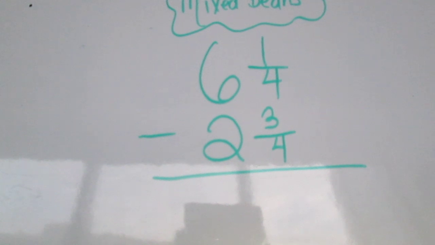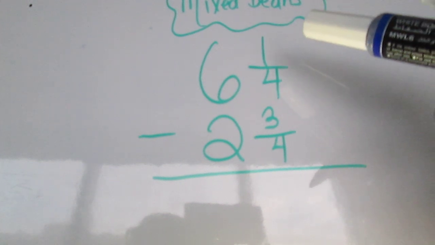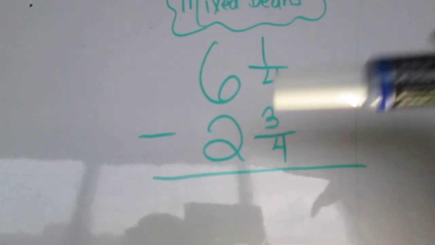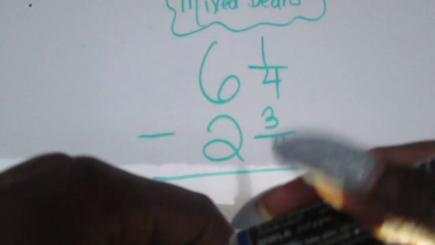Today we're going to do another problem on mixed numbers, subtracting mixed numbers. The first thing I notice about this mixed number is that the fractions have the same denominator, which is good for us. It's good for us because it'll be easier for us to do.